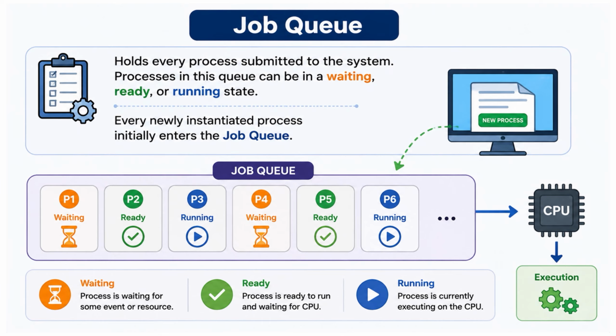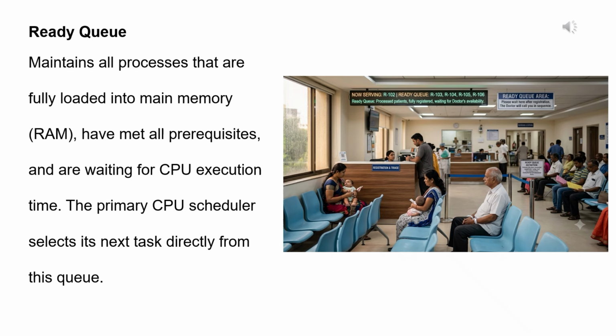A simple analogy is a university admission office. Every student application first enters the admission list before being selected for enrollment. Similarly, every process first becomes part of the job queue. The second queue is the ready queue. This is one of the most important queues in process scheduling. Processes in the ready queue have already been loaded into main memory, also known as RAM. They are fully prepared to execute. The only thing they are waiting for is CPU time.